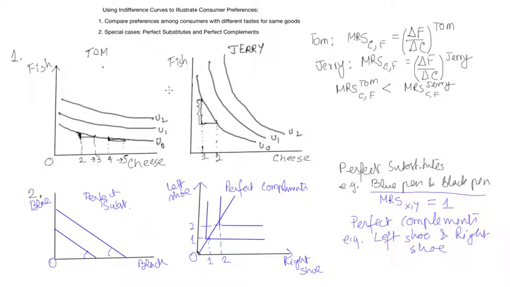So you can see now how you can use indifference curves. You can give them different shapes and different slopes to represent preferences for different goods. You can also define what the nature of those goods is, and that also depends on how the consumer views these goods.